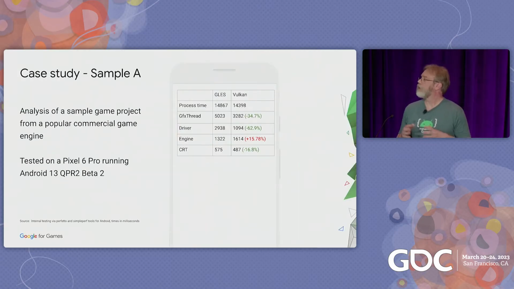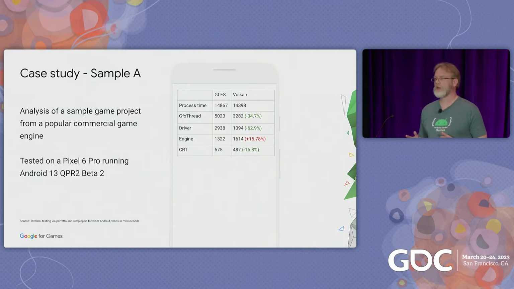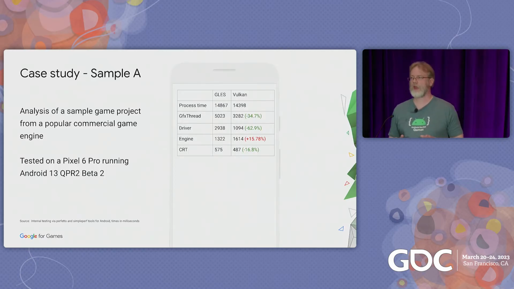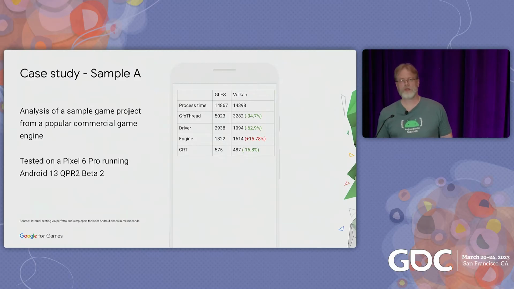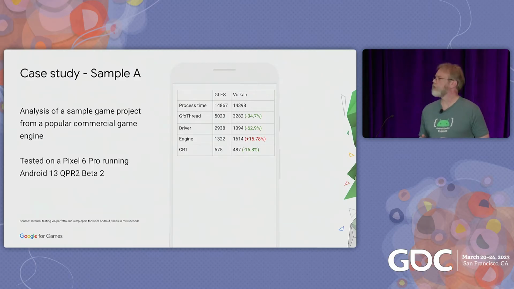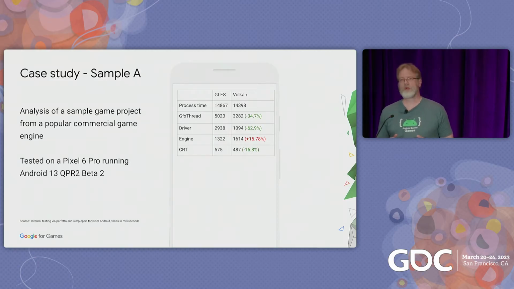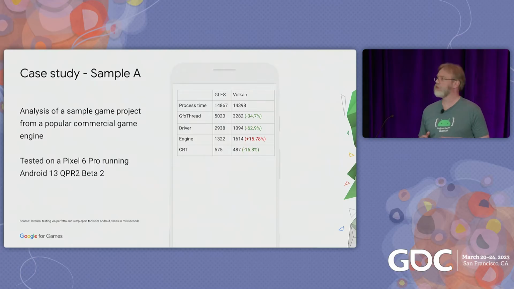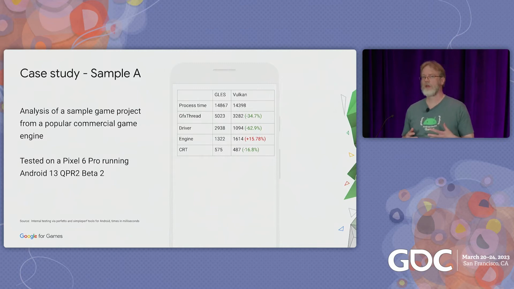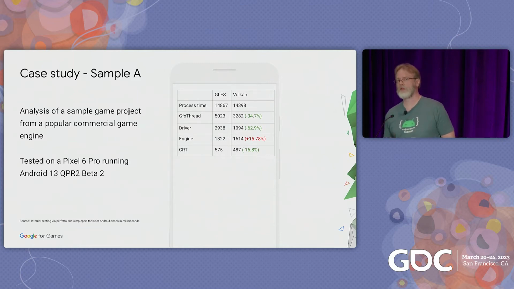So to take a look at how this plays out in the real world, I did some profiling of some sample projects which are reasonably sophisticated game samples on some popular commercial engines. To do this, I took a Pixel 6 Pro running a recent version of Android 13 and used a tool called Simpleperf, which is included in the Android NDK, and lets you do some basic CPU profiling to get time estimates of what CPU time is being spent on different threads and the breakdown of the code within those threads.